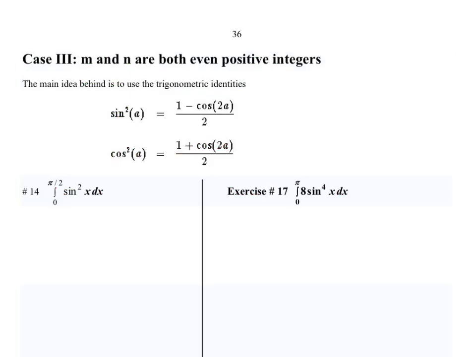Case 3: the powers of sine and cosine are both even. So we cannot save a sine or cosine out in this case. We have to use the half angle identity. For example, if you look at number 14, sine square will be written as 1 minus cosine 2x divided by 2. The idea is we are reducing the power from 2 to cosine to the power of 1.